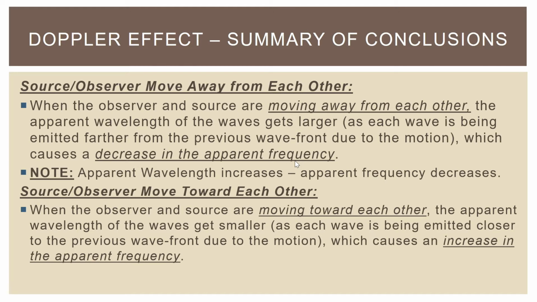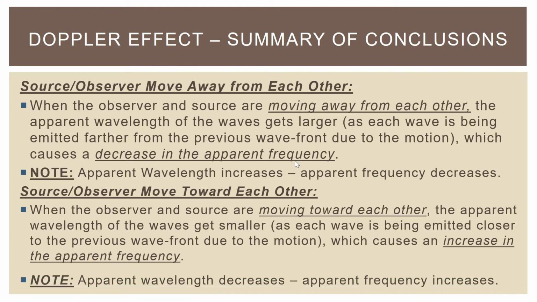And because all of those wavefronts bunch up, then effectively, at least according to the observer, it appears as though the wavelength is getting smaller. And of course, if the wavelength gets smaller, due to the inverse relationship between the wavelength and the frequency, that causes an increase in the apparent frequency. So to be totally clear, when the observer and the source are moving toward each other, the apparent wavelength of the waves gets smaller, which causes an increase in the apparent frequency.